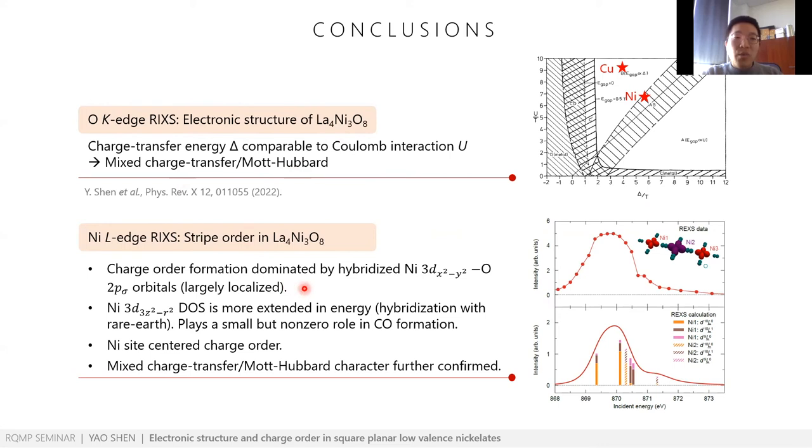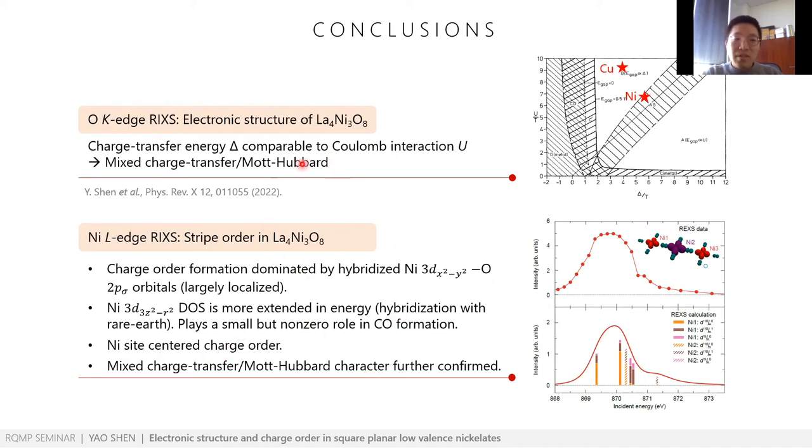And then we use nickel L-edge RIXS to study the charge order in 438 and find that it is dominated by hybridized dx squared minus y squared and oxygen orbitals, which is similar to cuprates. But the difference is there are also some contributions from dz squared and the rare earth 5d orbitals, and the charge order is mainly nickel-site centered instead of bond centered.